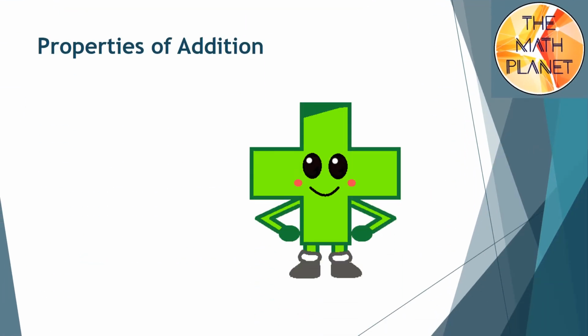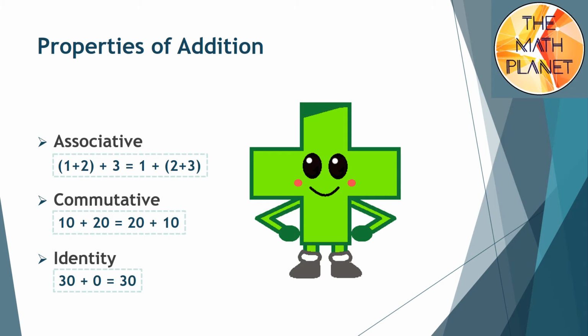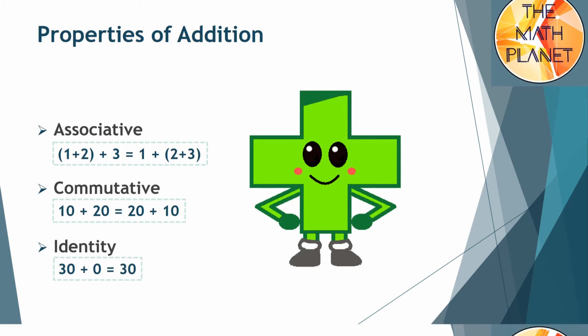In short, the 3 properties of addition are: first, the associative property. It states that you can group addends in any way and the sum will be the same. Next, we have the commutative property, which states that you can add numbers in any order and the sum will be the same. Finally, the identity property states that the sum of 0 and any number is that same number.